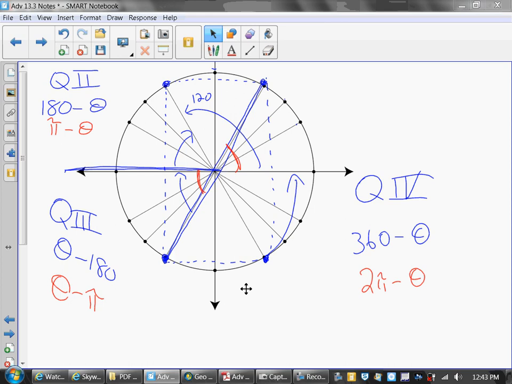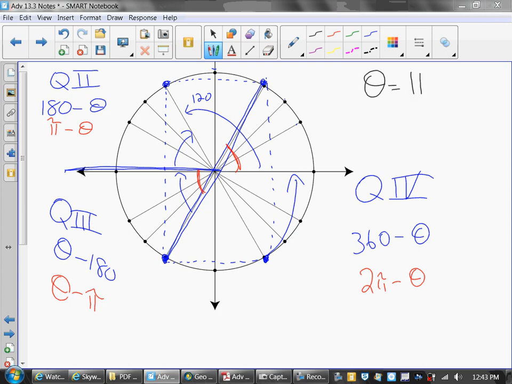Okay? So a quick example. If I want to figure out what the reference angle is, if theta is 110, what quadrant do I land in? Second quadrant. So the reference angle for an angle that's 110 is going to be 180 minus 110, which is 70. That's all you have to be able to do. You have to be able to figure out what quadrant it lies in and which one do you use. That's it. Okay? That's all I want you guys to be able to do for right now. Does that make sense?